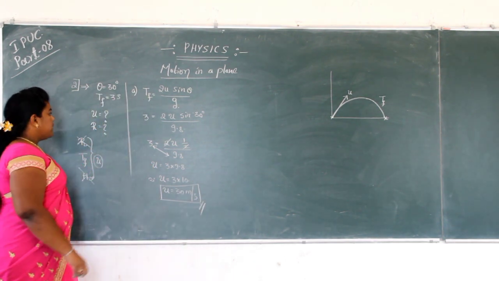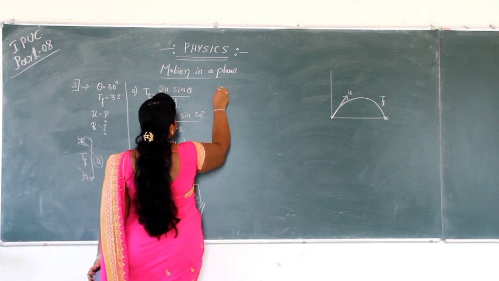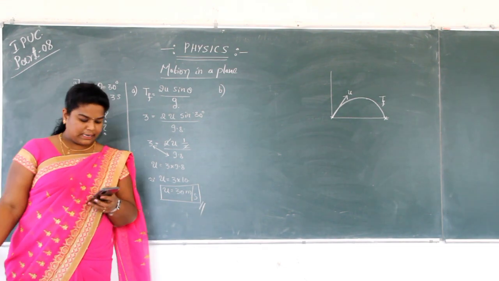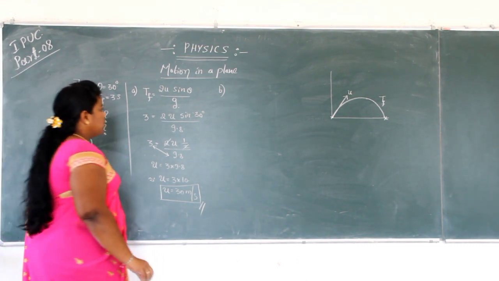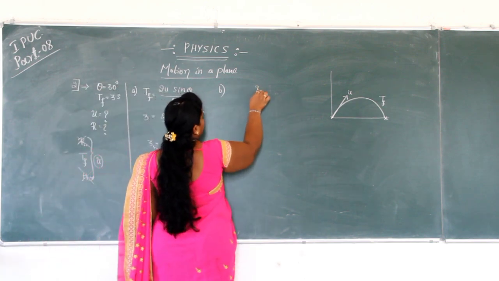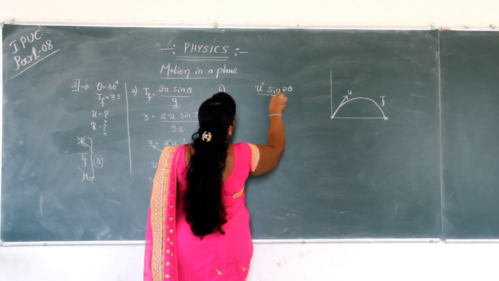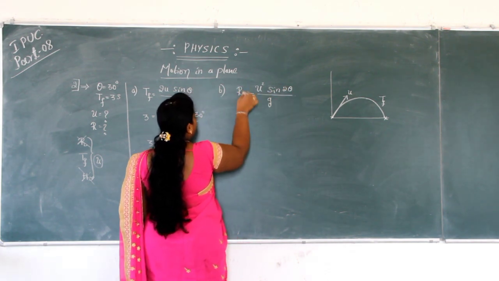Right. So we completed the first part of the question. The second part is to calculate the range. Now we can calculate the range. So what is the range formula? U square sin 2 theta divided by G. Here I am using the range formula, right?